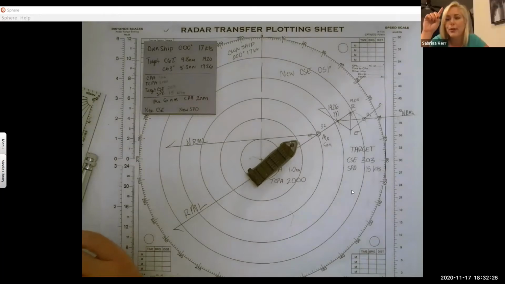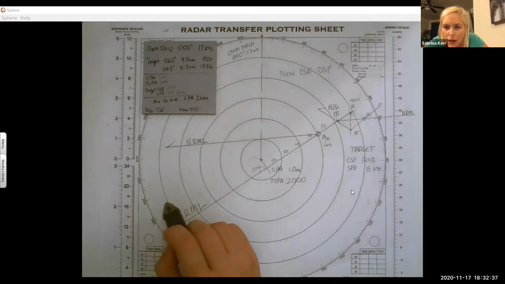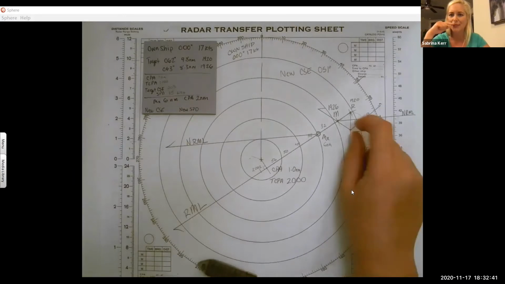Can you review the last 2 minutes? Because I was writing stuff down. Okay, I get where the new R is, but how did you get the new R and then the line towards the end of the plot?